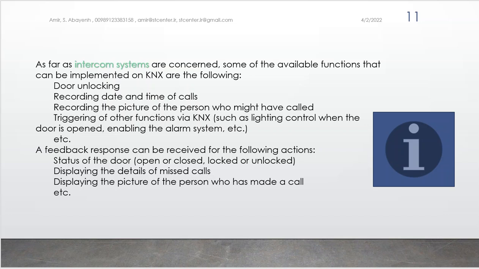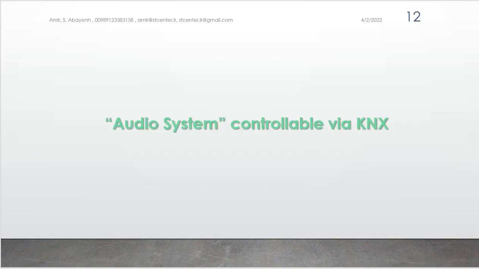Also, it is recommended to get some feedback from the system: the status of the door, open or closed, locked or unlocked, displaying the details of missed calls, and displaying the picture of the person who has made a call. Okay, so in intercom also, from the smart home software connected to the intercom system, we want to have command control and get feedback or status from the system. So let's go and see the schematic of an audio system controllable via the KNX.